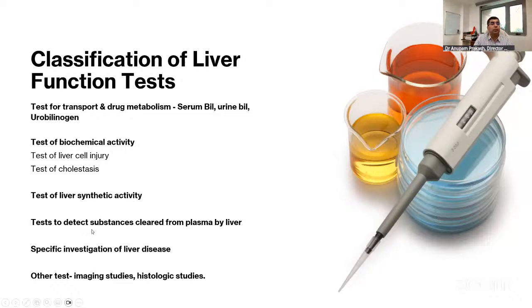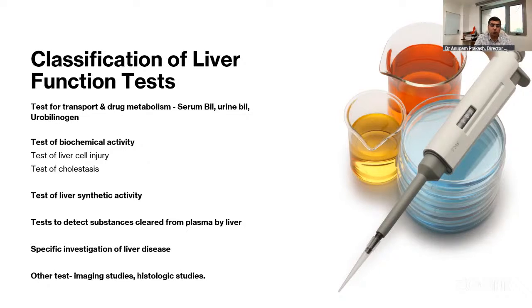But at times you test for substances which are metabolized by the liver or cleared from the plasma by the liver, which is ammonia, because most of the drugs, most of the metabolites will be excreted or cleared from the plasma by the kidneys, but ammonia is cleared by the liver. So this is again very important. If you have high ammonia levels, that is one of the discriminating factors in a patient of encephalopathy, whether it is renal or it is hepatic. So if the serum ammonia levels are elevated, it is probably hepatic encephalopathy and not uremic encephalopathy.